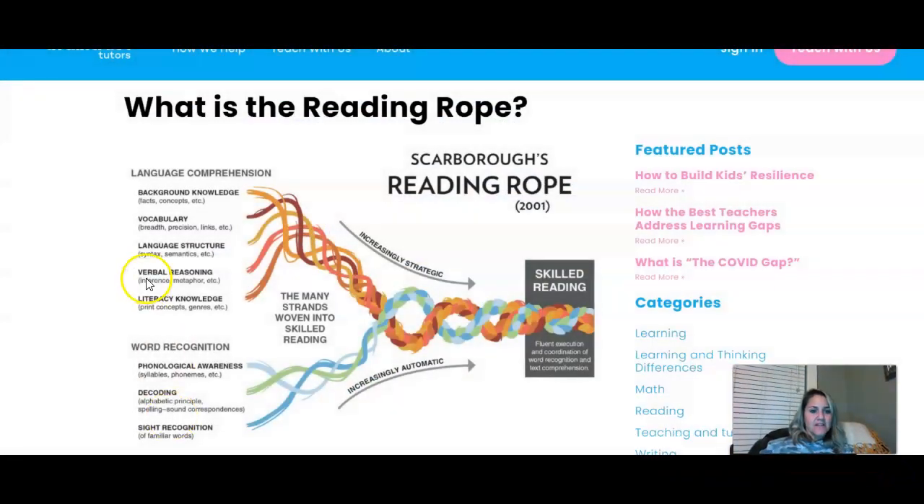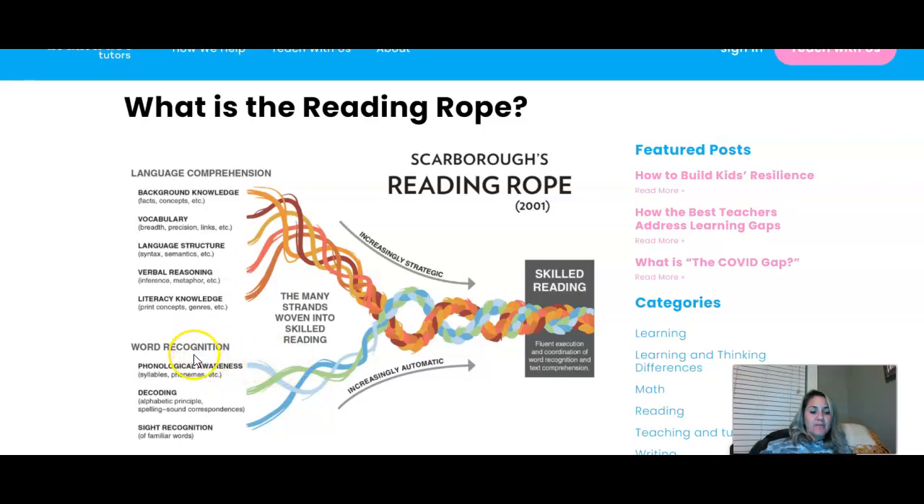First of all, let's take a look over at Scarborough's reading rope, one of the reading theories that is aligned with the science of reading. There are two different sections in Scarborough's reading rope. I know you've read about it in your textbook, but the top section is language comprehension. The bottom portion of the rope is word recognition. And of course, these strands weave together to create a strong and fluent reader.